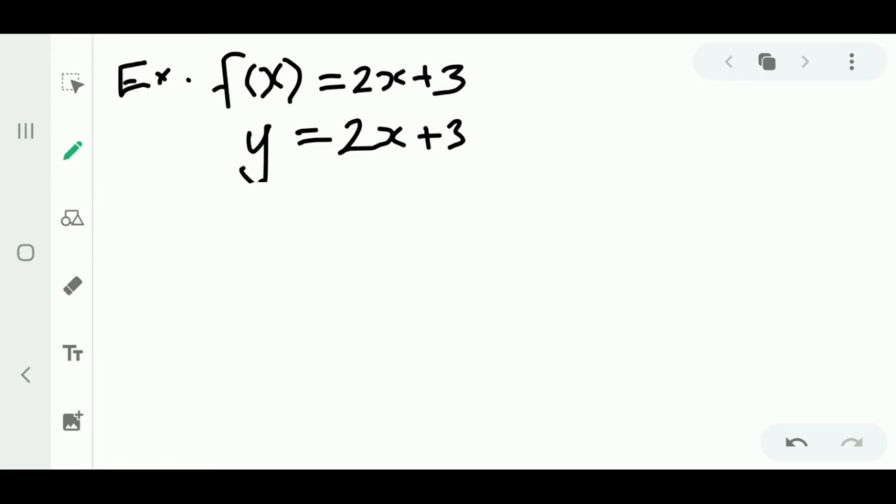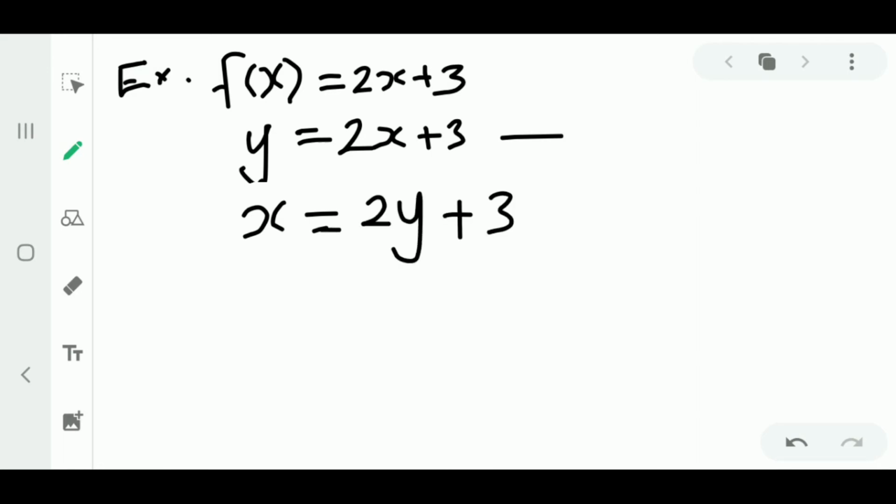So step 1, we change f of x to y. Step 2, we interchange x and y. So anywhere you see x, you're going to put y. Anywhere you see y, you're going to put x. So that means this is x is equal to 2y plus 3.